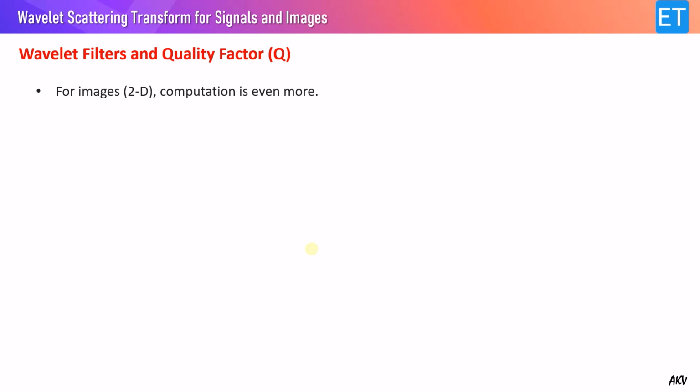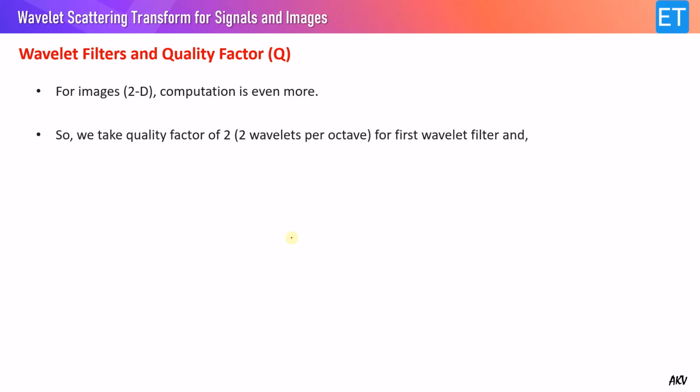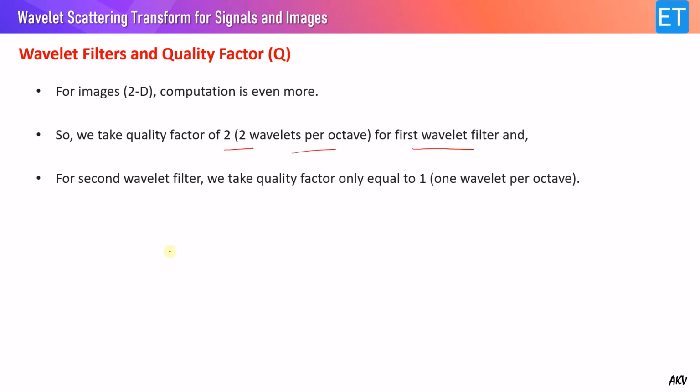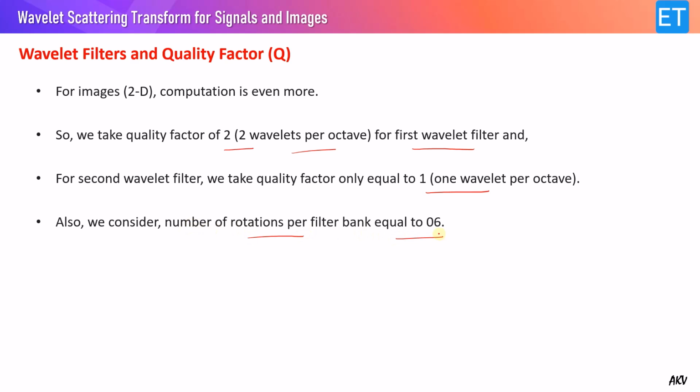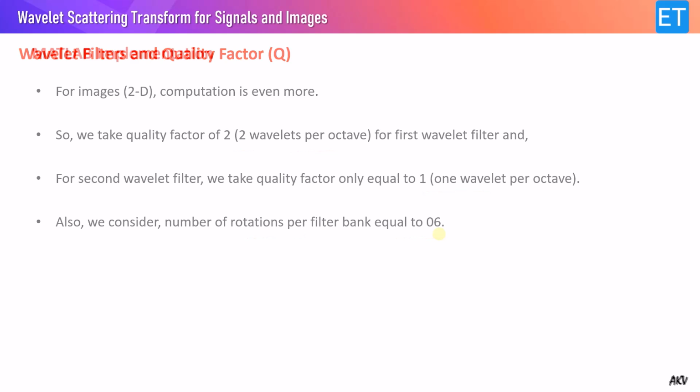And for images, the computation is even more. So we take the quality factor of 2 only. I mean just 2 wavelets per octave for the first filter also. So in the case of 1D, we have taken 8 wavelets per octave, but for images, we have reduced this number to 2 only because of the huge computation. And for the second filter bank, we just take 1 wavelet per octave. Also, we consider the number of rotations per filter bank, and that is equal to 6 by default. You can also change this in MATLAB.